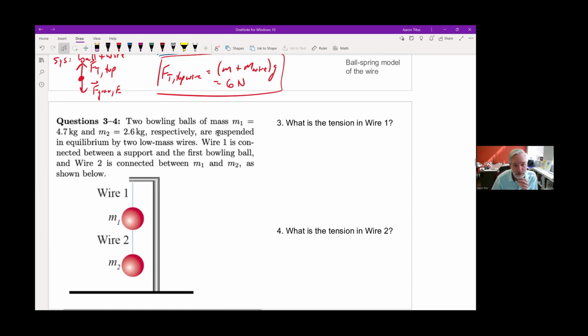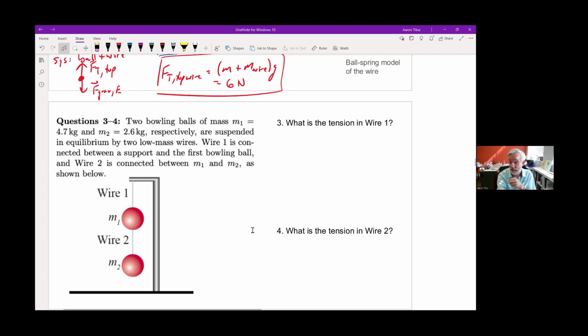We're not going to do breakout rooms, but we have two bowling balls held by these two wires, and these are low mass wires. By the way, why do we talk about low mass wires? Well, it's because what we're saying is the tension is the same throughout the wire. So when can we assume that tension is the same throughout the wire? It's when it's a low mass compared to the mass that's hanging on the end. So here we have two low mass wires, two bowling balls, and the question is, what is the tension in wire one and what is the tension in wire two?